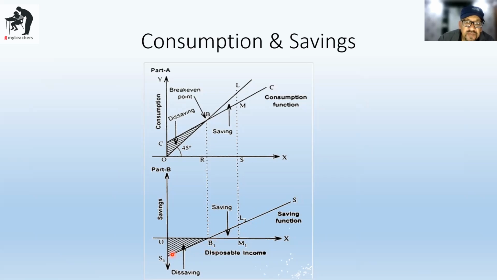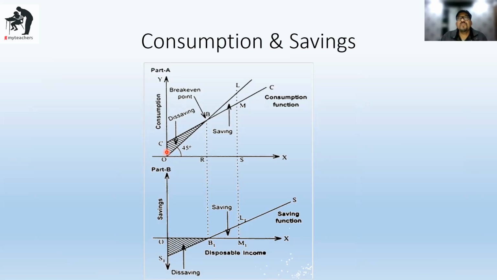Saving function starts from the negative. Why? Because at zero income level, savings are negative. Why? Because at zero income level, consumption is positive just because of the autonomous consumption. So this negative part of saving is actually due to the autonomous consumption. At zero income level, the economy is consuming, but from where? Because income is zero, the economy is consuming from these savings. So these savings at zero income level are being consumed as autonomous consumption.